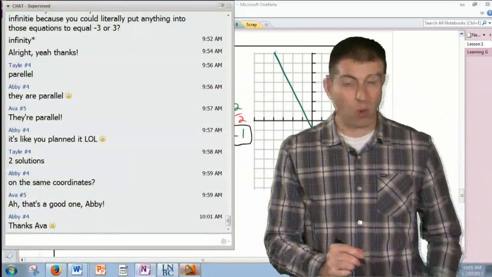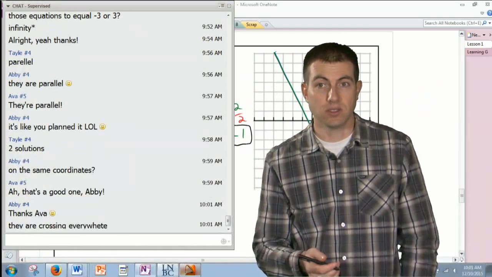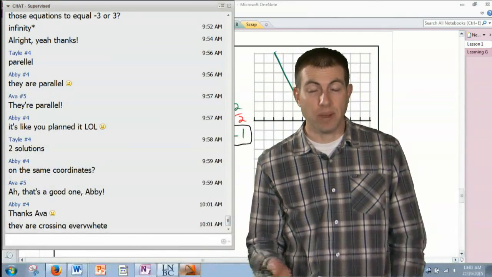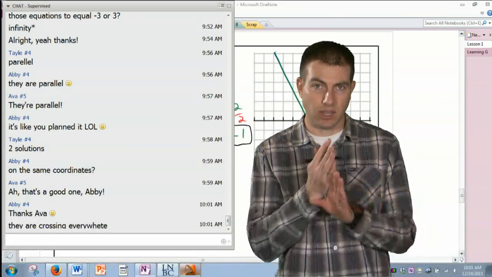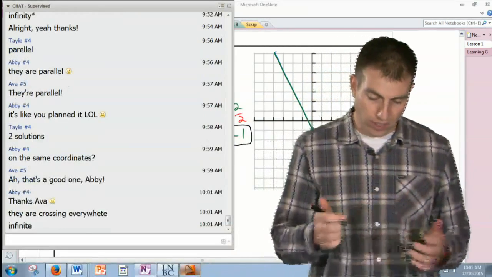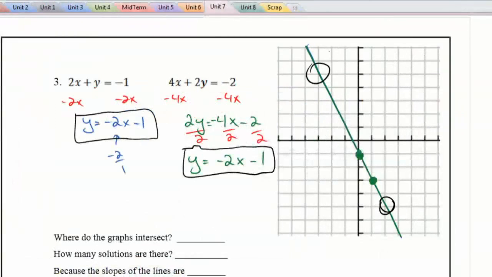How do we quantify how many solutions there are? If I asked you how many solutions, they cross everywhere. So no matter where I look on that line, I have a solution. They're literally the same line. They lie on top of one another. So if I looked at this point, I would end up with a solution like right there. I'd have a solution here, here, and here. Literally everywhere I have solutions. So where do the graphs intersect? Everywhere.